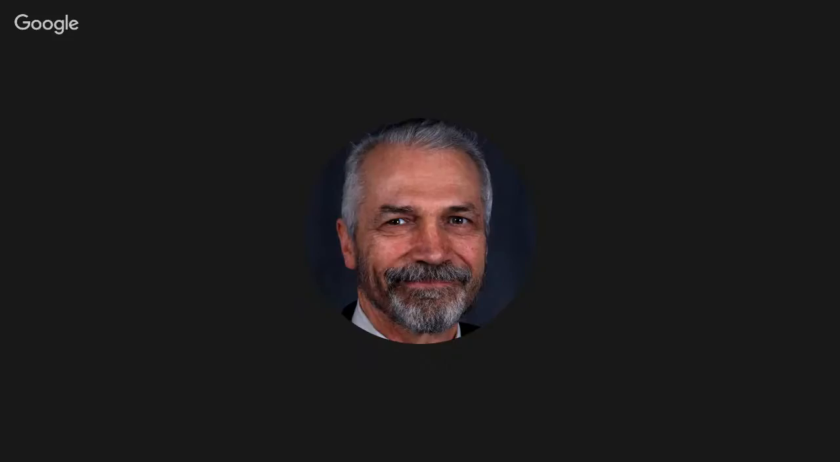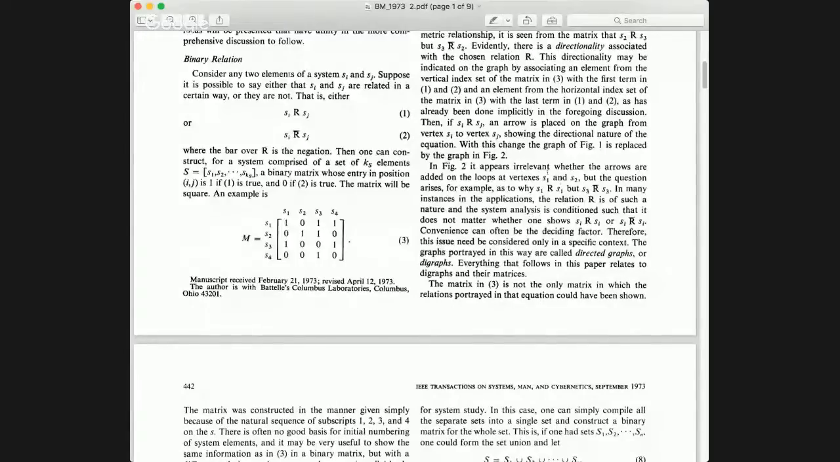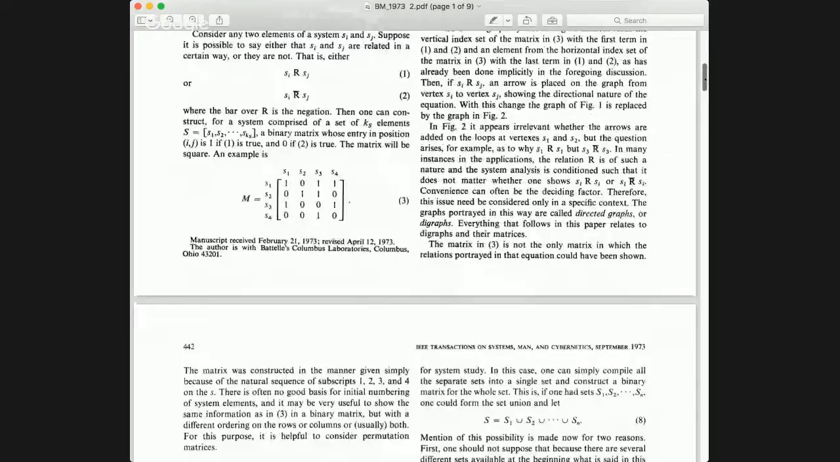And there are some comments about the reflexive, self-referential loops in figure 2. Essentially what it says is that in figure 2, it appears irrelevant where the arrows are added on the loops at vertices. But the question arises, for example, why would you have one or not the other? In many instances, the relation R is of such nature and the system analysis is conditioned such that it does not matter whether you show this reflexive relationship. The convenience can be the deciding factor.